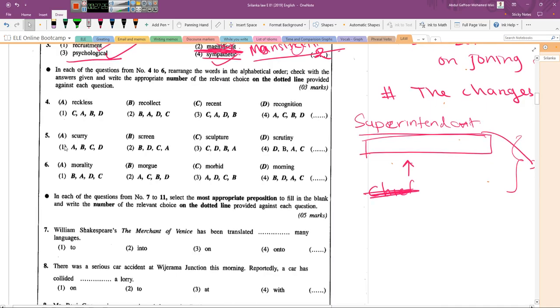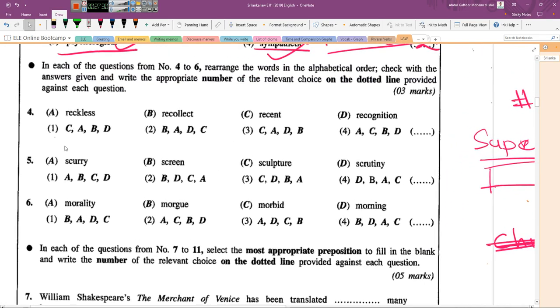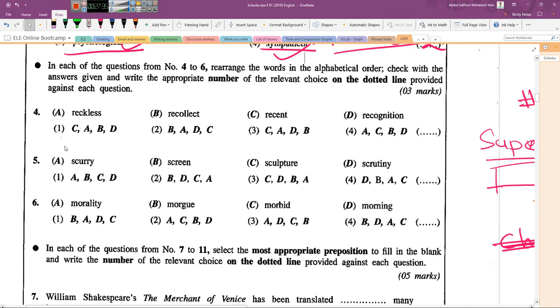Now moving to the fourth question. Here the instruction is, for each of the questions from number 4 to 6, rearrange the words in alphabetical order. Check with the answers given and write the appropriate number of the relevant choice on the dotted line provided. Right. So now we have to order these words in their ascending order of alphabet. Right. So now reckless, recollect, reason, recognition.